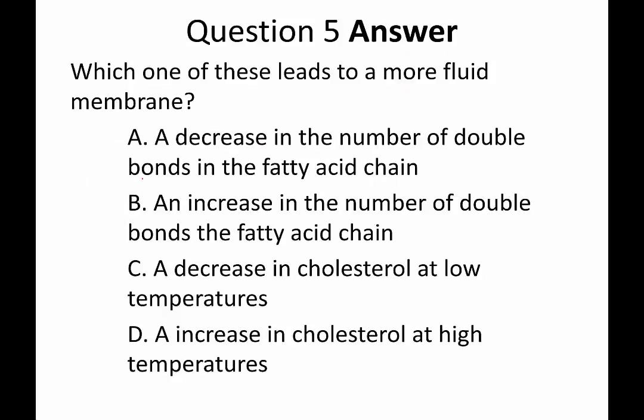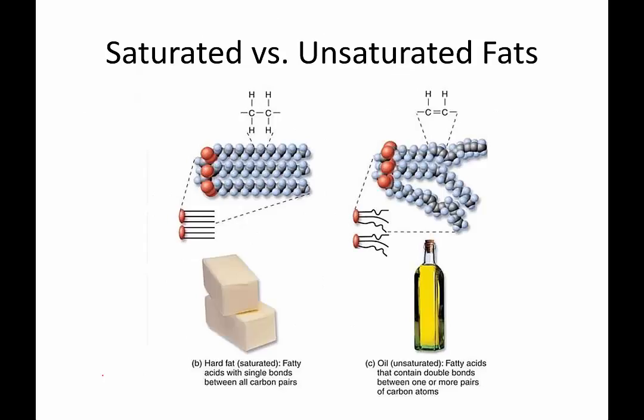And here's the last question, question 5. Which one of these leads to a more fluid membrane? A, B, C, or D? To answer this question, we have to go over a couple of concepts first. And the first concept is saturated versus unsaturated fats. Depending on how closely you read chapter 3, you may already know this information. However, it wasn't something we actually covered in the lecture video, so I'm going to review those concepts now, just so everybody's on the same page.